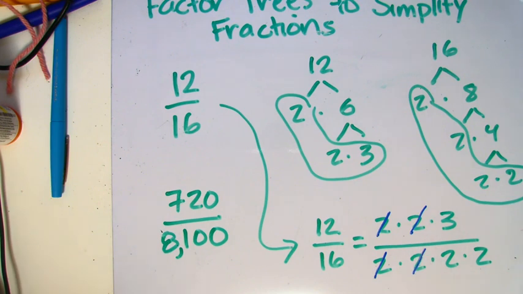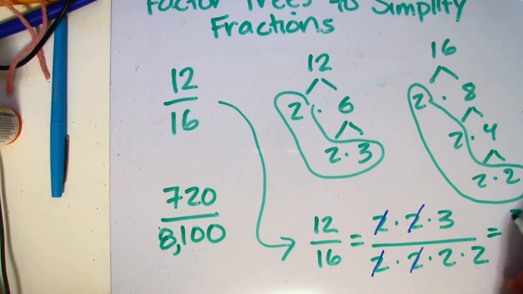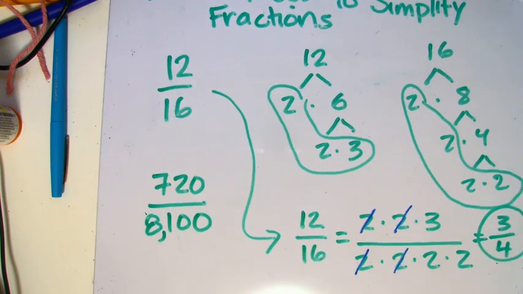What's left will be our reduced fraction. I have a 3 left, and 2 times 2, and that gives me 4. So 12/16 reduced to lowest terms will give you 3/4.